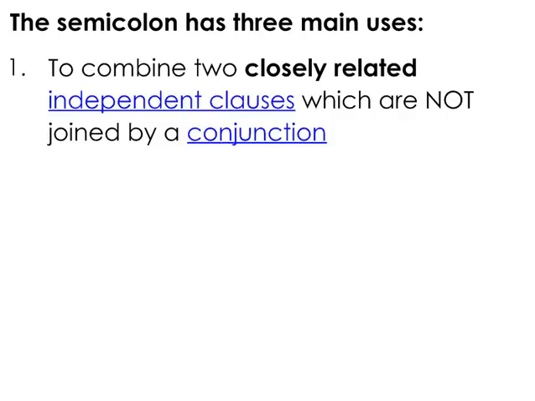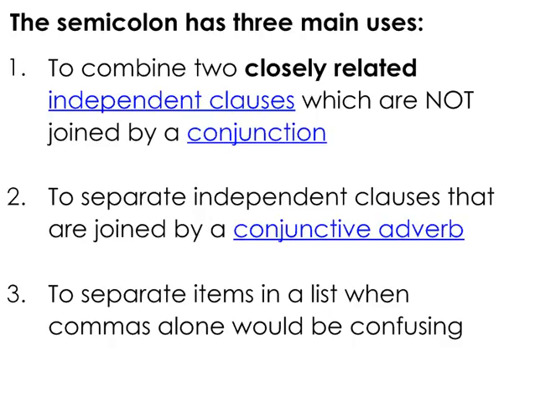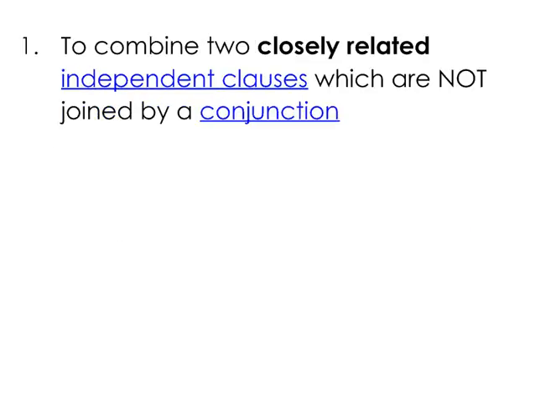The first is to combine 2 closely related independent clauses which are not already joined by a conjunction. The second is to separate independent clauses that are joined by what's called a conjunctive adverb. And the third is to separate items in a list when commas alone would be confusing. Let's look at each of these a little more closely.